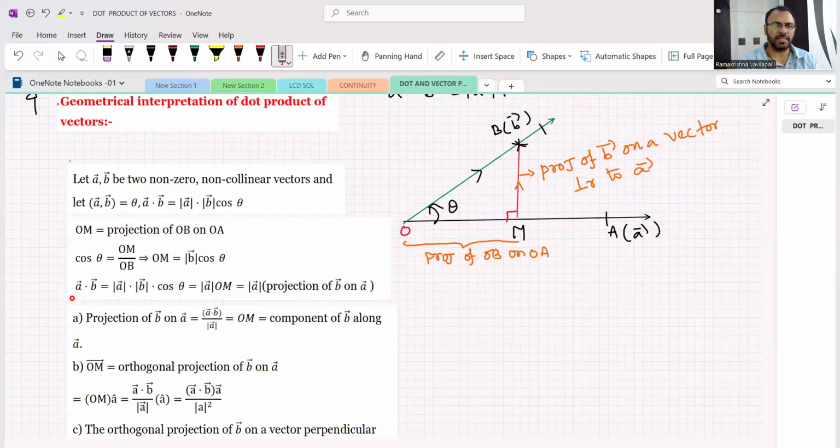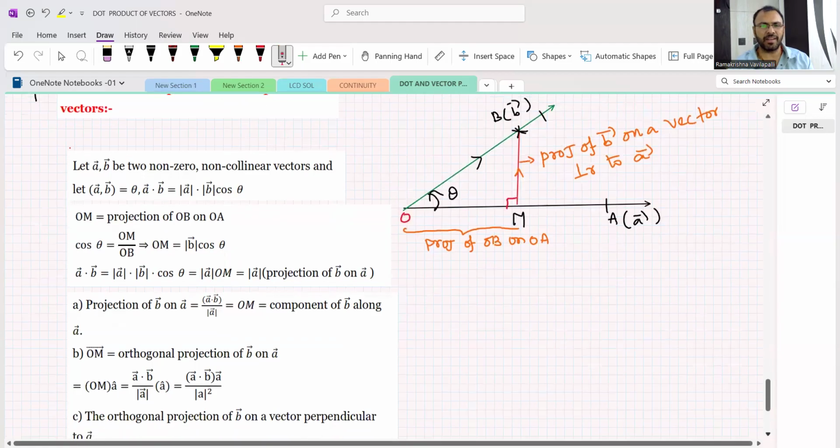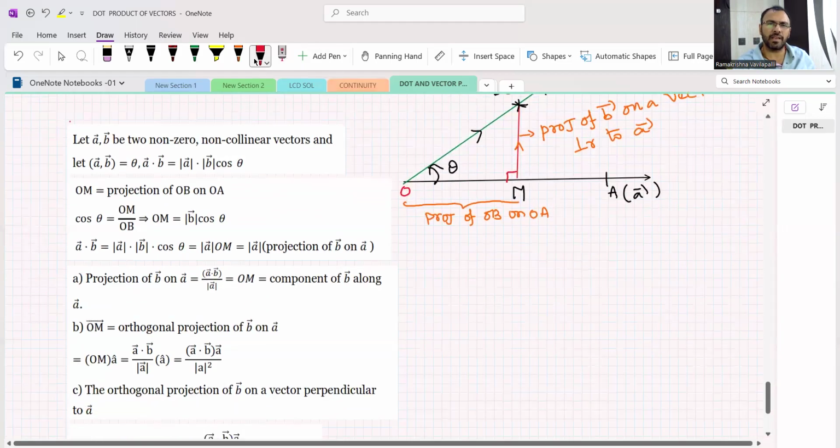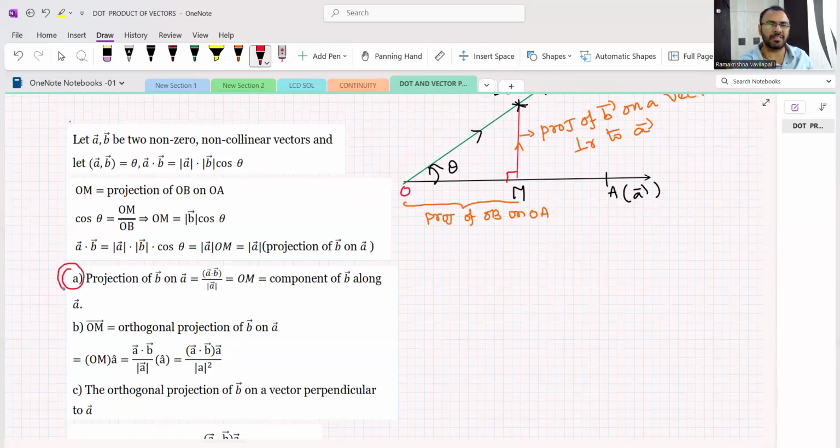Now what is A bar dot B bar? Mod A, mod B, cos theta. But mod B into cos theta is nothing but OM. So I wrote here mod A bar into OM, nothing but mod A into the projection of B bar on the vector A bar. This is the geometrical interpretation. Now, how frequently we will use the projection of a vector on another vector, that is important.